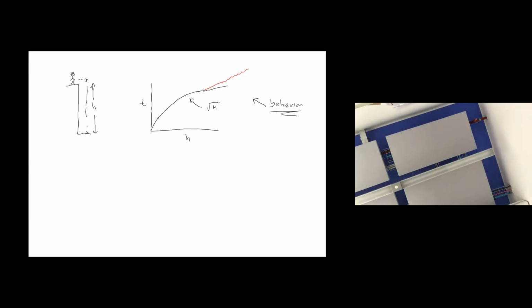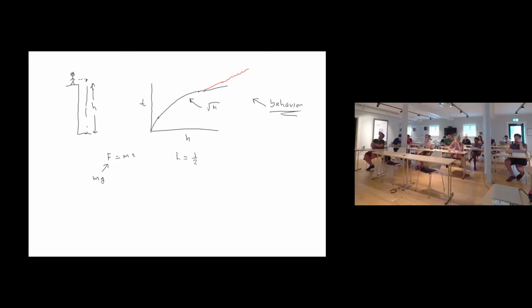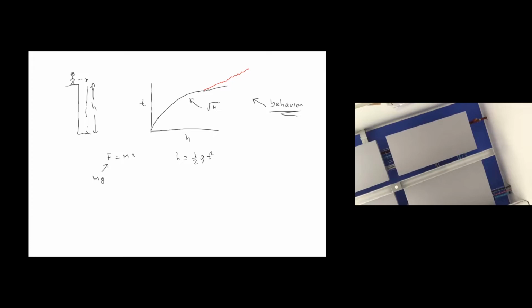Physicists are really good at this because they say, okay, this doesn't make sense, but we can write down F equals ma, and F is mg, and we can solve, and we cancel some terms, we get h equals 1/2 gt squared. We find the square thing, and so we get this relationship, t proportional to root h.